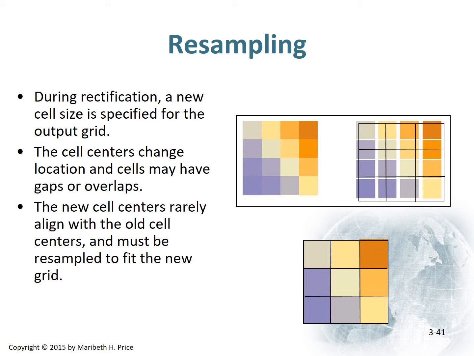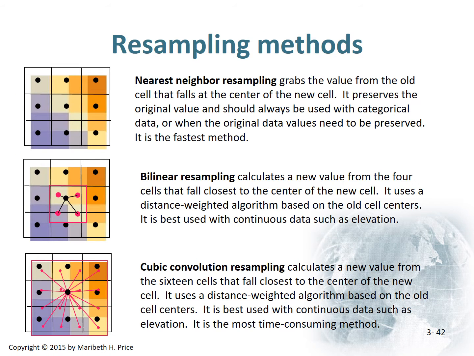So during rectification, you have to go through something called resampling. You have this new grid spacing, and so once you have the grid created, you have to figure out what the values are, and it does that using one of three techniques. We went over this in class a ton. Nearest neighbor, bilinear resampling, and cubic convolution resampling are the three techniques.